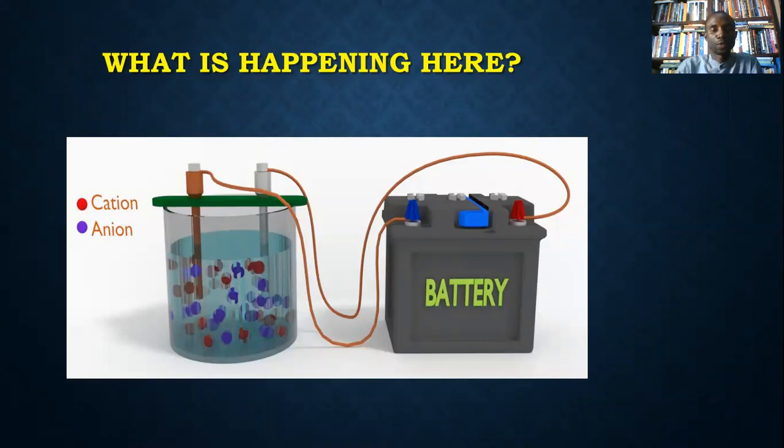If I may ask you, what is this picture depicting? What is happening here? Looking critically and vividly at it, you will see that it's a container housing two metallic objects, with liquid contents inside the container. It is also connected to a power source, a battery.